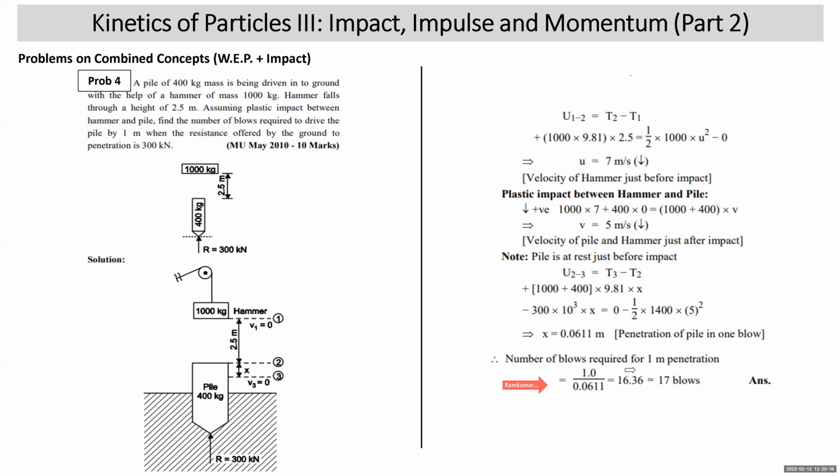So we cannot leave the answer at 16.36 blows. We have to answer 16 or 17. But 16 will be the wrong answer because in 16 blows, 1 meter penetration will not happen. But in 17 blows, yes, 1 meter penetration will happen. So the correct answer is 17 blows, not 16. We have to round off on the higher side.